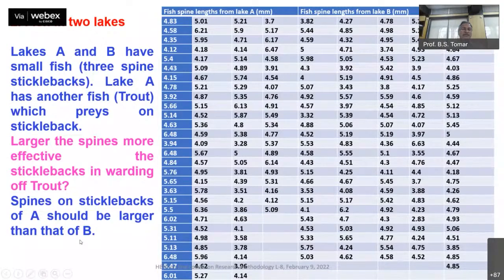This is the expectation, and this is the experiment. The data were collected, and you can see several data points. This is the length of the spines in lake A in millimeters, and this is the length of the spines in lake B in millimeters. The number of data points is not the same; they are different. In the bigger lake you may have more data, and so on.